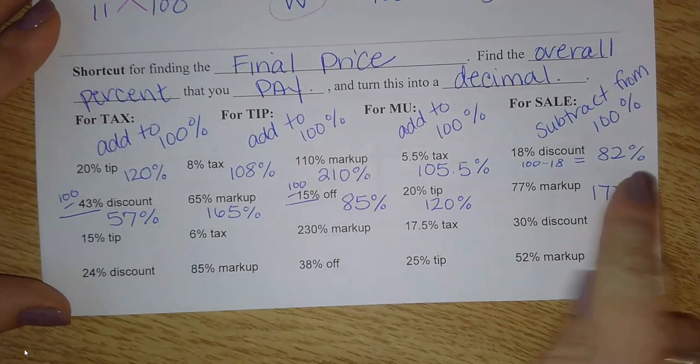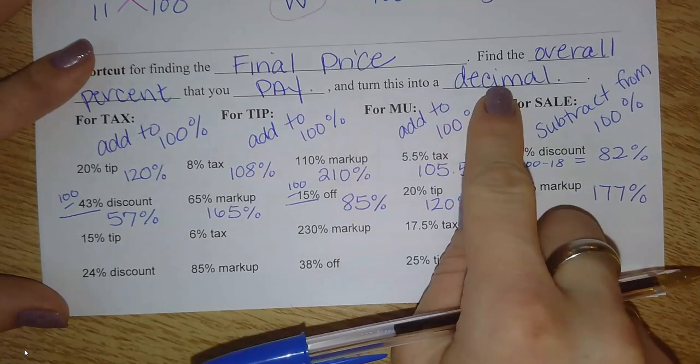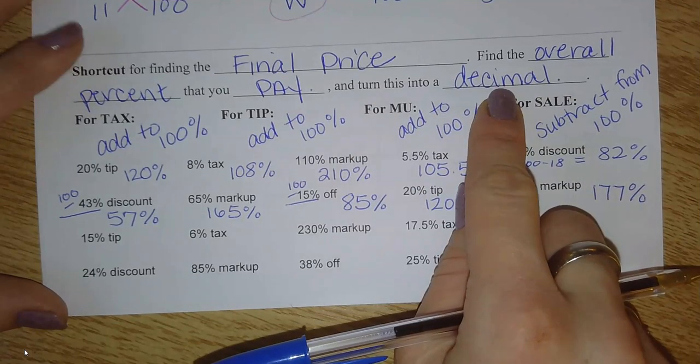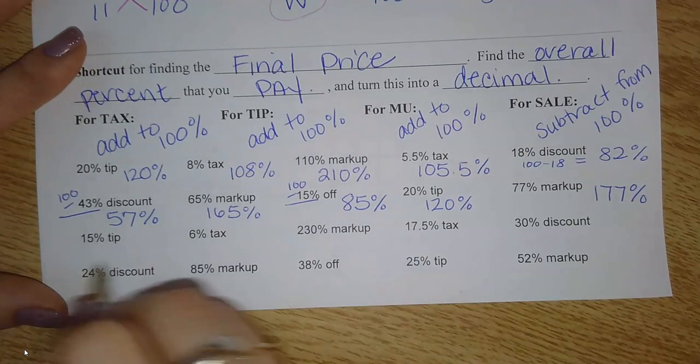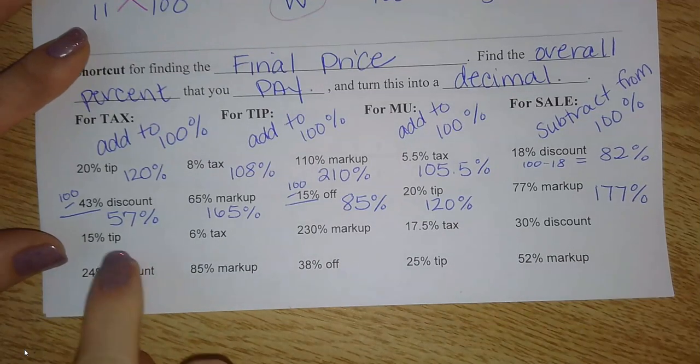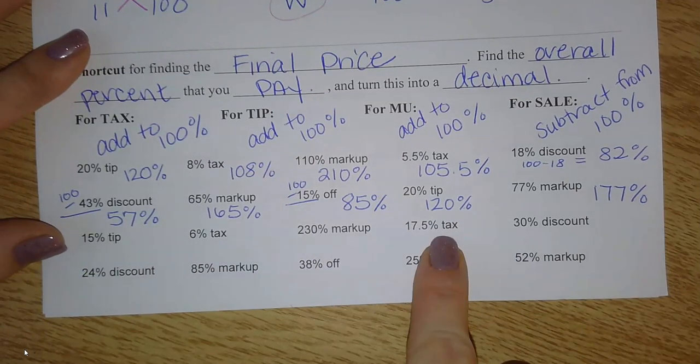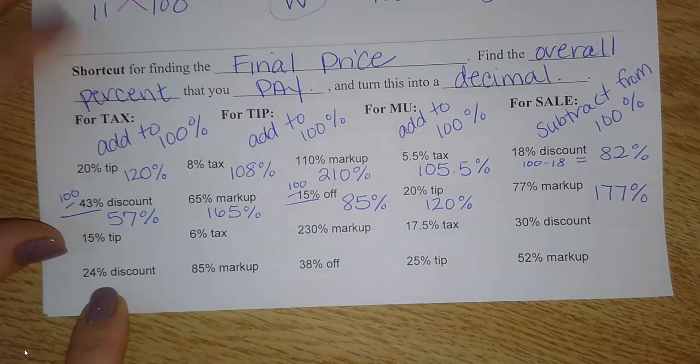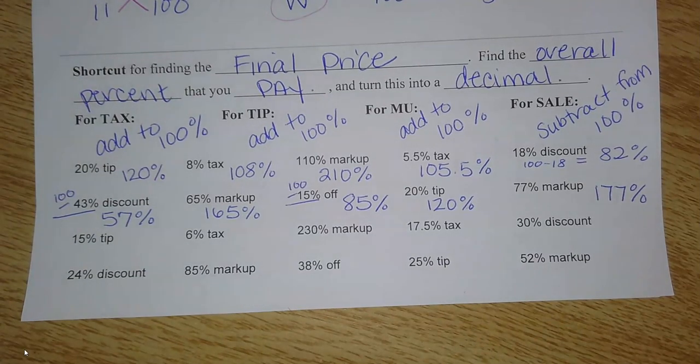Okay? I wrote these as percents. Yes, when we do the shortcut, we'll turn them into decimals. I should have done it that way. Let's do decimals for these. Okay? So go ahead and find your overall percent that you do pay for, and then just write it in decimal form. So pause and finish the bottom two rows.